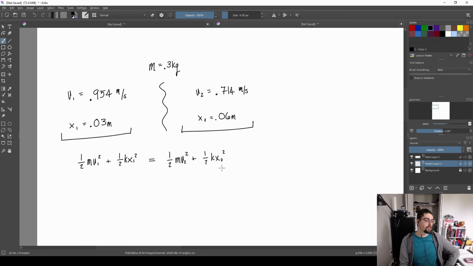So the reason that I was interested in this is because looking at this, I know the mass, I know each velocity, I know each displacement. I don't know my spring constant. So this is the perfect opportunity to solve out for that.